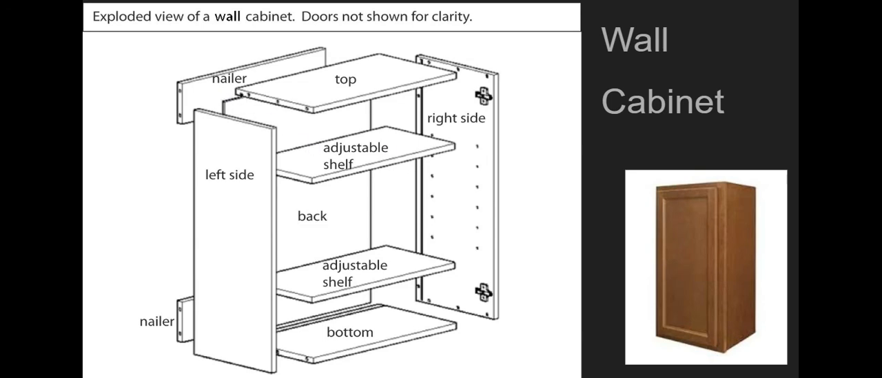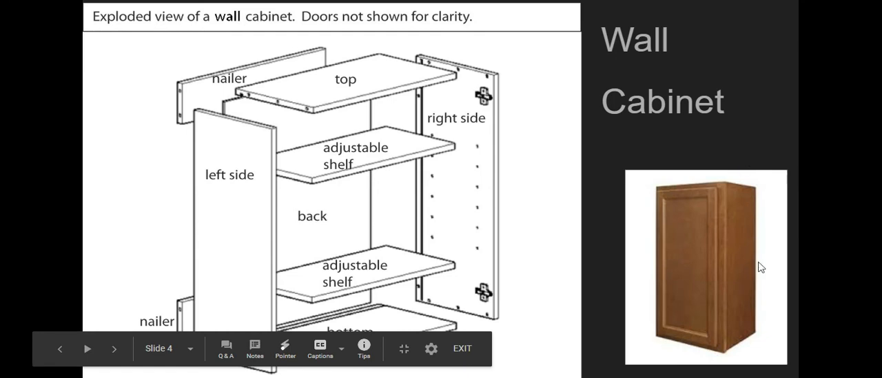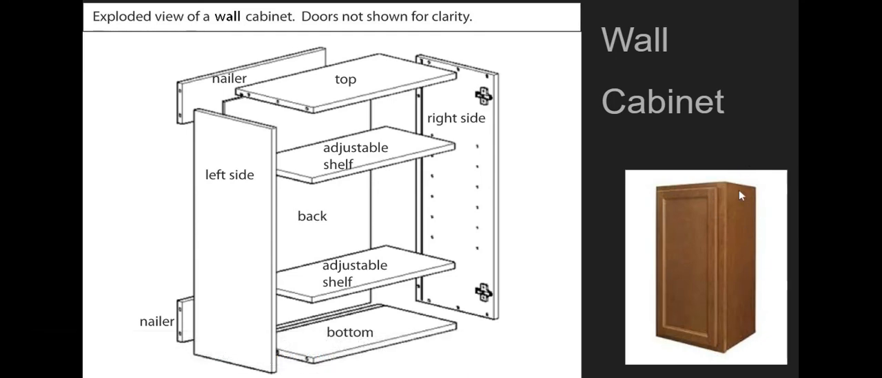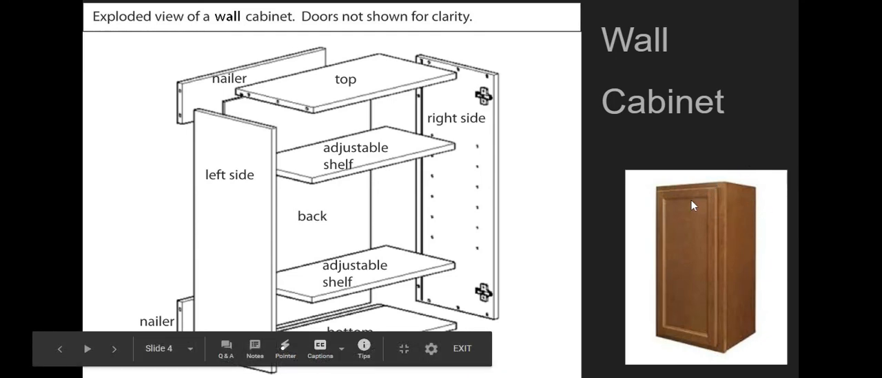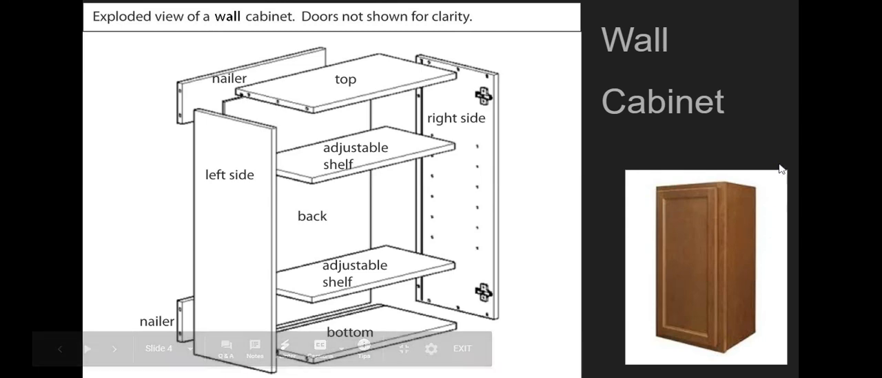Again, we have our nailers, top and bottom. That's going to help us fasten it to the wall. Make sure that's nice and sturdy and they stay up. They don't fall down after you load them all up with your plates and stuff. Okay, but that's your typical wall cabinet. No toe kick at the bottom, and those usually come in lots of different shapes and sizes and all different options too. This one's a really plain, basic wall cabinet.